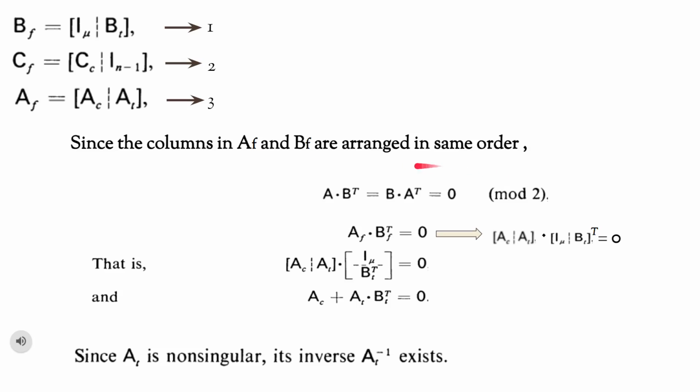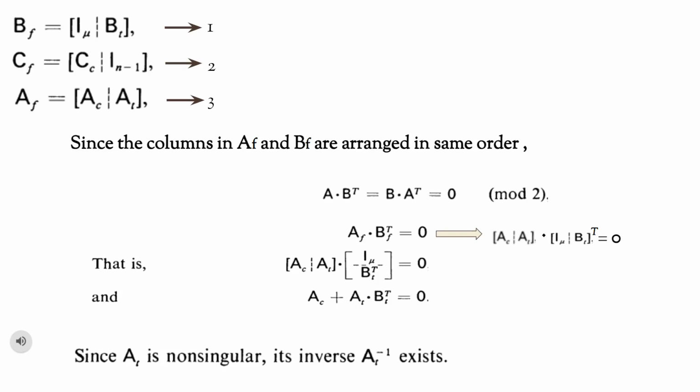The property is that A dot B transpose equals B dot A transpose equals 0. If we apply it here, we get AF dot BF transpose equals 0. We substitute the values of AF and BF, and we get [At Ac] dot [I_mu Bt] transpose equals 0. If we take the transpose inside, then we get [At Ac] dot [I_mu; Bt transpose] equals 0. Taking the dot product, we get Ac plus At dot Bt transpose equals 0.